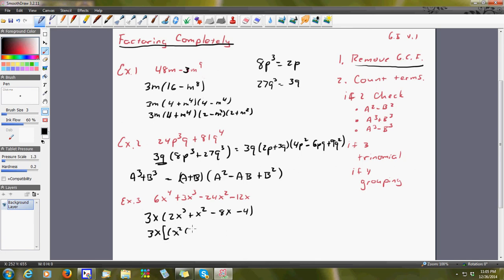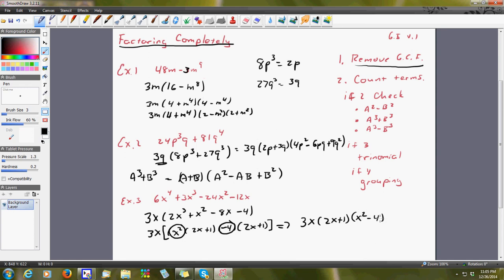I'm going to be left with 2x plus 1. I want a positive 1, so I'm going to factor out a negative 4. And when I do that, I'm left with 2x plus 1, which is fantastic, because now I'm going to get 3x times, I'm going to write the 2x plus 1 first. And then I'm going to write this, x squared minus 4, as a group.